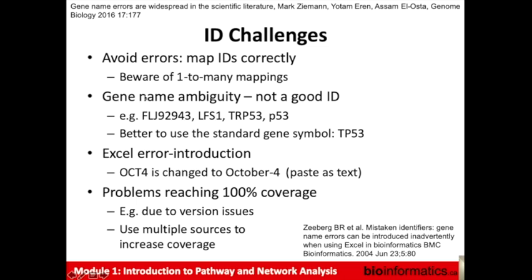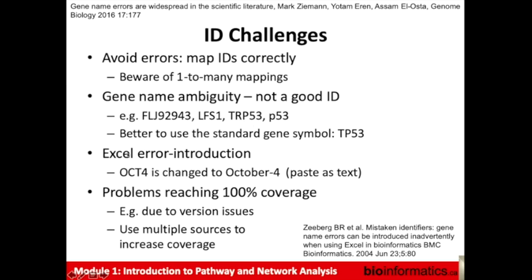So I mentioned gene name ambiguity. All of these names are names of the official gene symbol TP53. You should never use any of these because they're not good identifiers. Some of these terms might point to more than one gene, and you can make mistakes in your gene list if you use them.